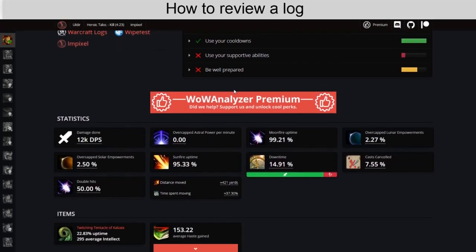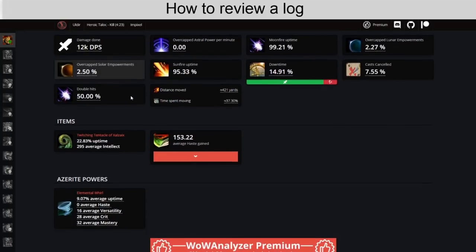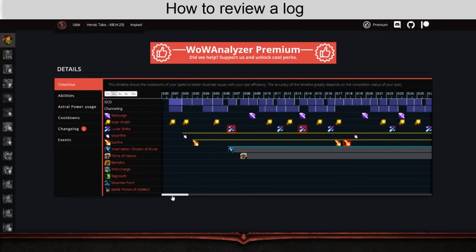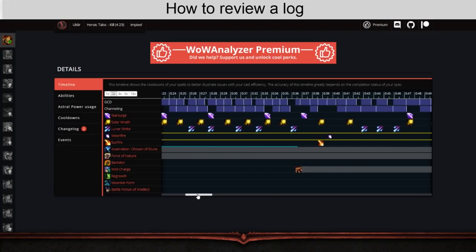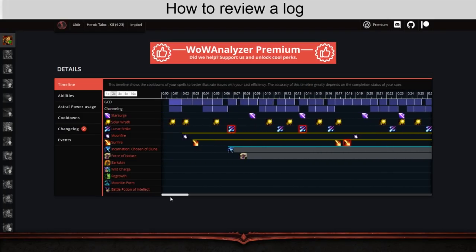I know for other classes it might be a little bit different, but for Balance it specifically is a really big deal. Also, the always be casting thing, you can scroll down to the graph. You can actually see red marked casts that get cancelled, like the two Lunar Strikes at the start, which you can just check what you actually did wrong. Maybe you remember, or you can see where you can improve.